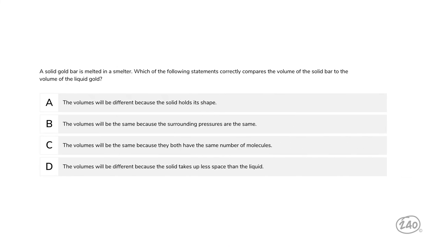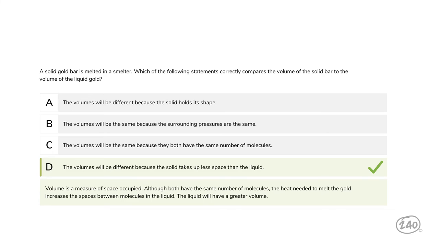And let's look at a question on matter. A solid gold bar is melted in a smelter. Which of the following statements correctly compares the volume of the solid bar to the volume of the liquid gold? Volume is a measure of space occupied. Although both have the same number of molecules, the heat needed to melt the gold increases the spaces between molecules in the liquid. The liquid will have a greater volume, so this is the best answer.